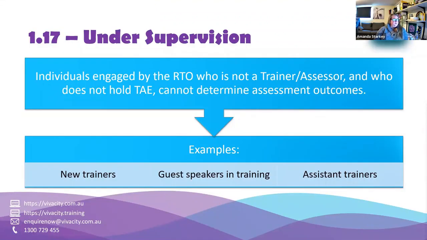So in brief, 1.17, under supervision, that means individuals engaged by the RTO who aren't trainers and assessors, who don't hold a TAE, cannot determine assessment outcomes. These might be new trainers that haven't finished their TAE yet, or aren't sure if they're going to continue down the trainer career, so don't want to spend 6 months completing their TAE. They could be guest speakers, or they could be assistant trainers.